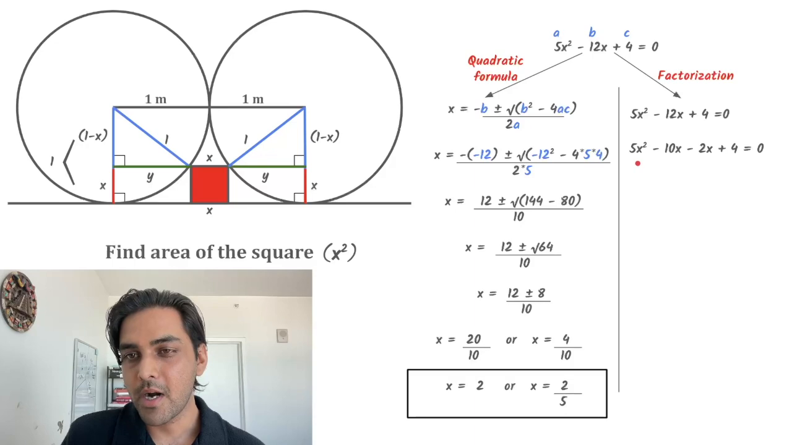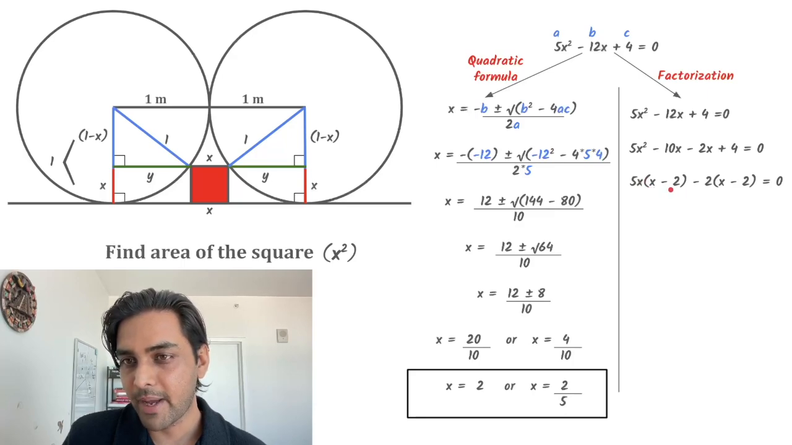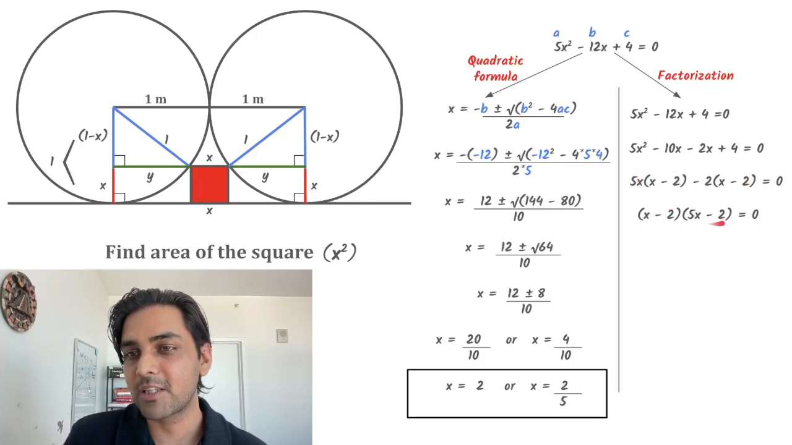Now comes the fun part. Let's take out 5x from the first two terms and let's take out minus 2 from the second two terms. That gives us 5x times x minus 2, which becomes 5x squared, and 5x times minus 2, which is minus 10x, and minus 2 times x minus 2, which becomes minus 2x plus 4. And now we can take x minus 2 out from both of these terms here, and we get x minus 2 times 5x minus 2.